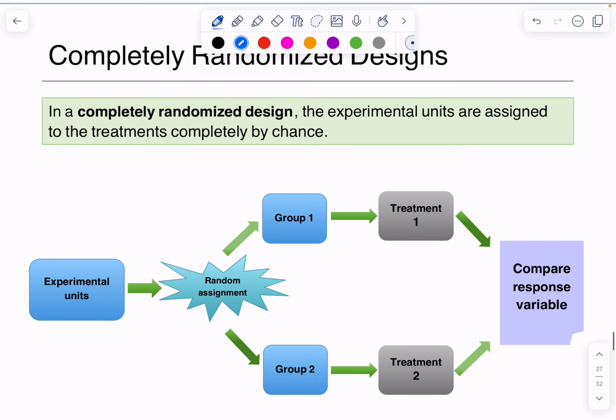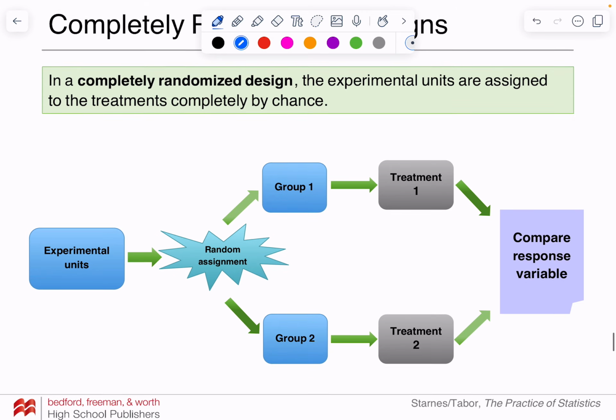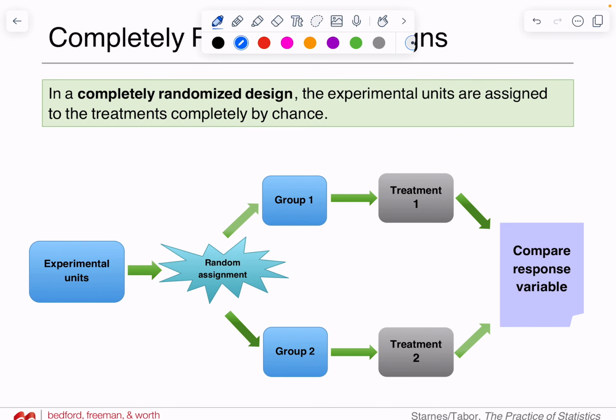All right, so you should have a second piece of paper for the 4.2 notes. This is just a nice little diagram to show you how the completely randomized design should look. First, we get our subjects, right? So this could be our experimental units. If it's people, we call them subjects. Then we randomly assign them to the two groups.